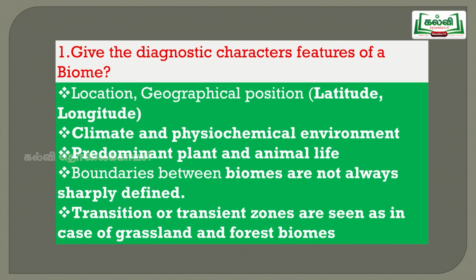First question is give the diagnostic features of a biome. Answer: what you have to write is location, geographical position, that is latitude and longitude, then climate and physicochemical environment, predominant plant and animal life, and boundaries between the biomes are not always sharply defined, and transition and transient zones are seen, as in the case of grassland and forest biomes. So, these are the points you have to write for the diagnostic features of a biome.